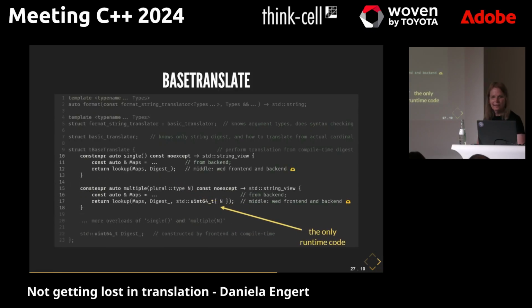And this is the only part in the front end where we have to do something at runtime. We get our tables. We have this number. We know what cardinal we want to supply if we actually do. And now we can look up. This is what string translation actually means. Here we go from the compile time world into the runtime world.